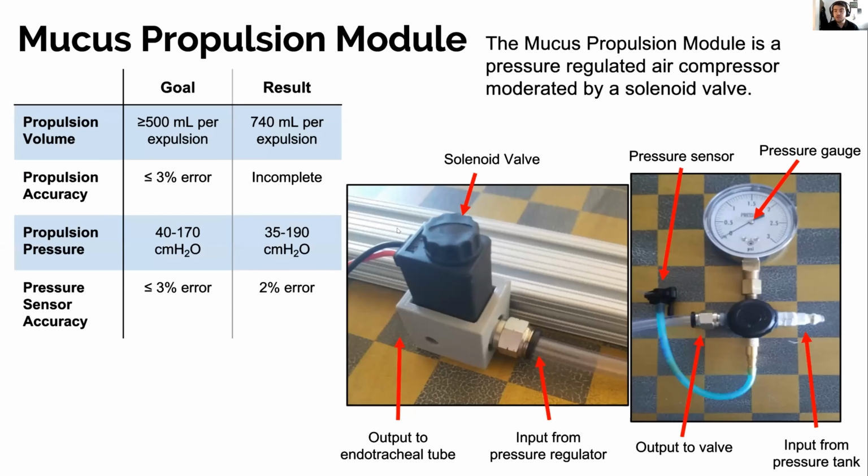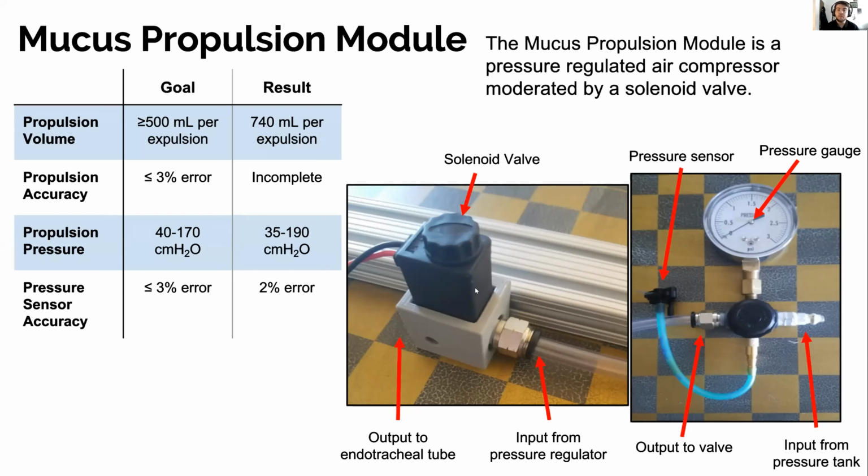The mucus propulsion module is a pressure-regulated air compressor moderated by a solenoid valve. The MPM utilizes a pressurized air source whose output is connected to the eastern port of the pressure regulator, shown here. The pressure regulator regulates the supply output to the range of 0 to 5 psi. There are 3 output ports on the regulator with connections to an analog pressure gauge, an electronic pressure sensor, and the solenoid valve. The western port on the regulator allows the air to flow from the regulator to the valve, which opens or closes to control airflow.